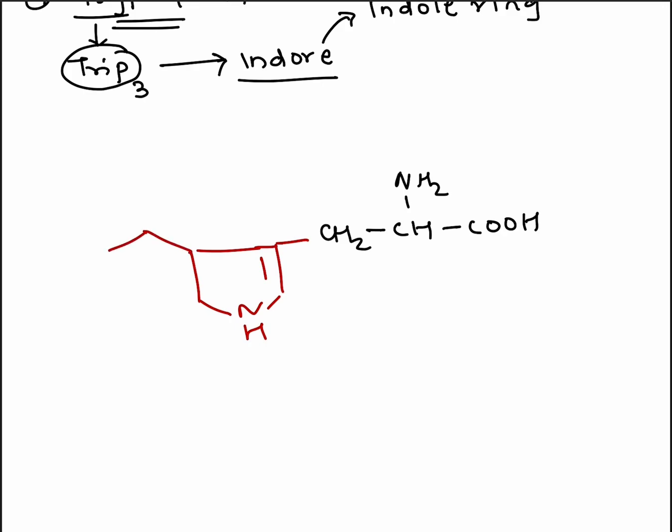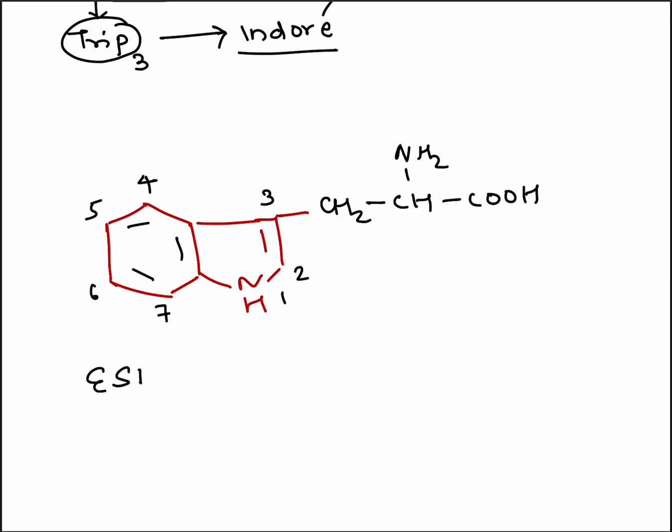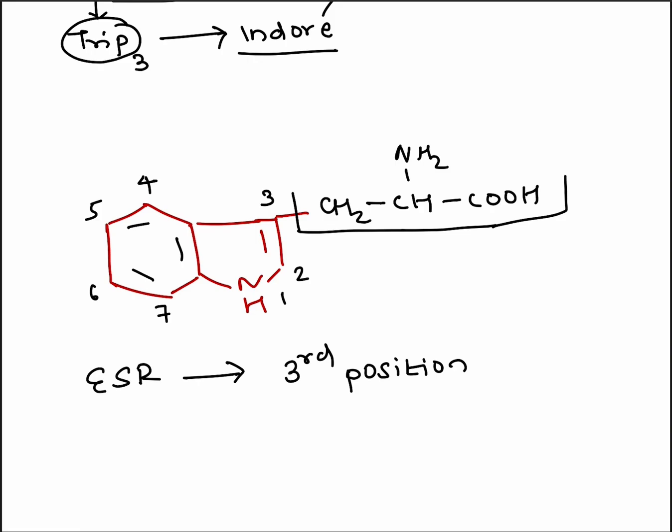Here it is a 6 member ring. So how are we going to number it? Starting from the hetero atom, 1 2 3. Never take the fused ring carbons. Start here: 4 5 6 7. Let's fulfill the bonds. Always remember, in ESR, electrophilic substitution reaction, in the indole ring we are going to substitute at the third position. So we have attached our alanine group on the third position.